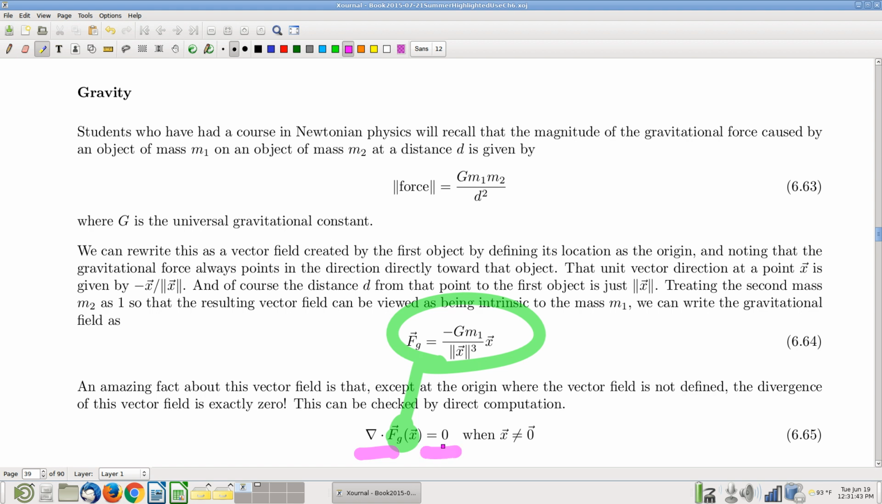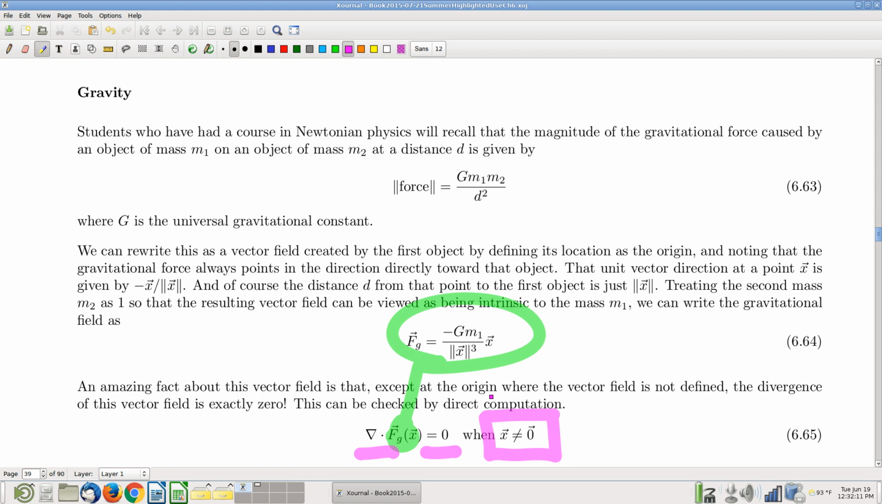You wouldn't think something this complicated would have the feature that when you do this calculation, all the terms just cancel. And amazingly, you get 0 everywhere, with one notable exception, of course, and that is at the origin. At the origin, this vector field is not even defined. So the vector field only makes sense away from the origin.